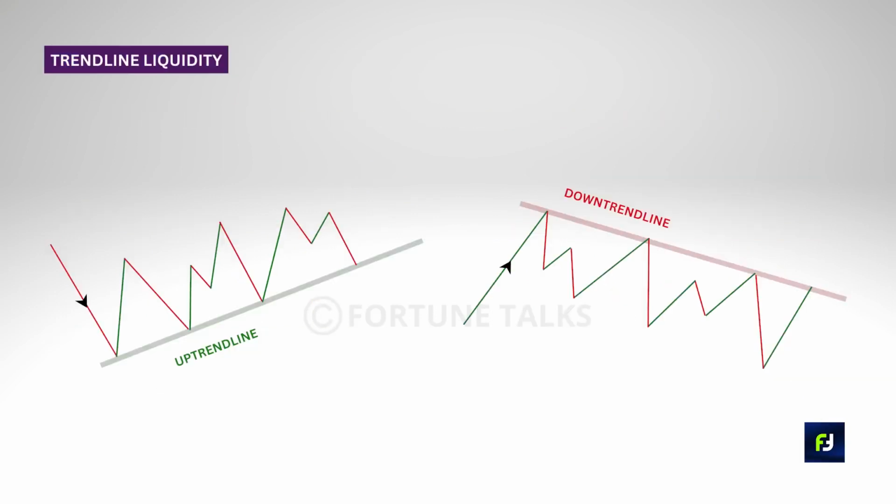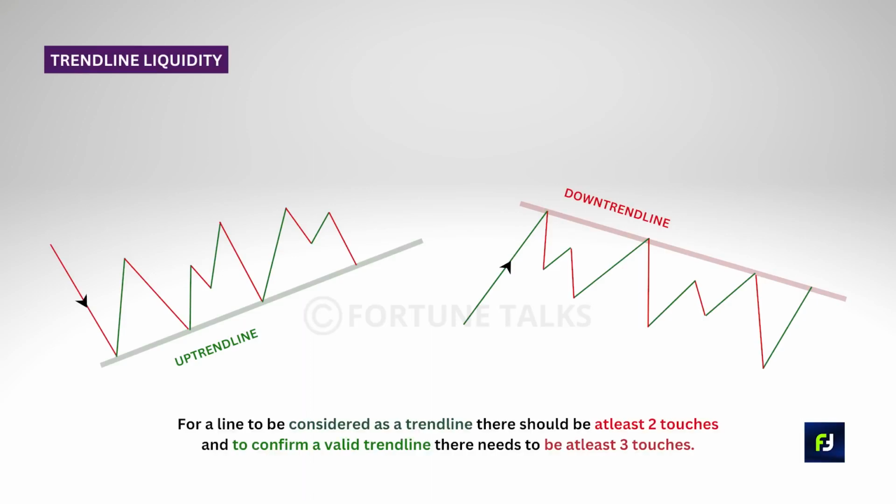Now let's talk about the next category of internal liquidity, which is the trend line liquidity. Trendline liquidity is one of the most common types of smart money manipulations that you can encounter on charts, especially when there is a predominant trend involved. Technically, there are two types of trend lines: uptrend lines and downtrend lines. Another important thing to keep in mind is that for a line to be considered as a trend line, there should be at least two touches on it. And to confirm a valid trend line, there needs to be at least three touches on it.